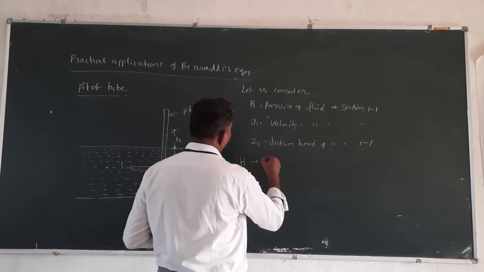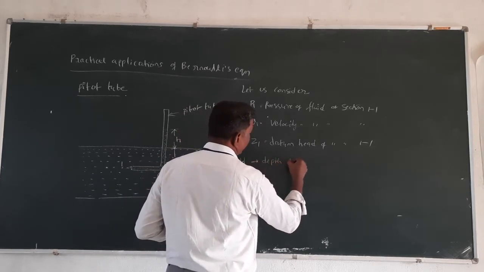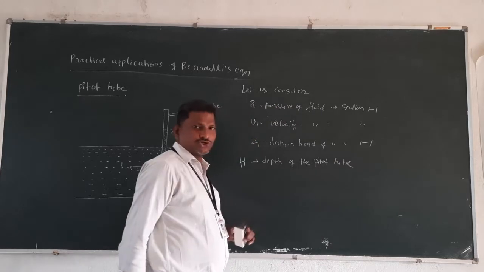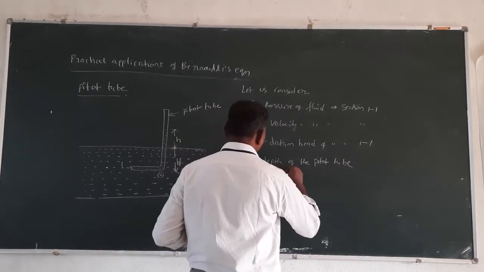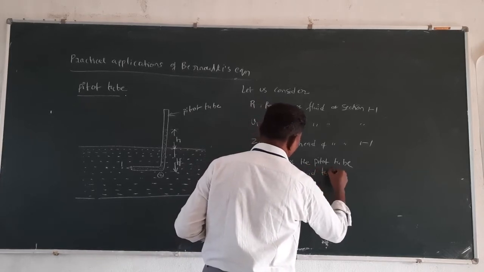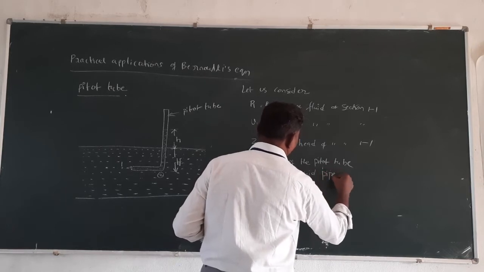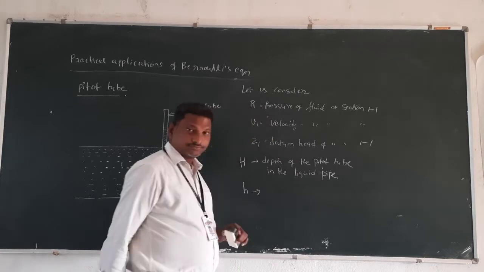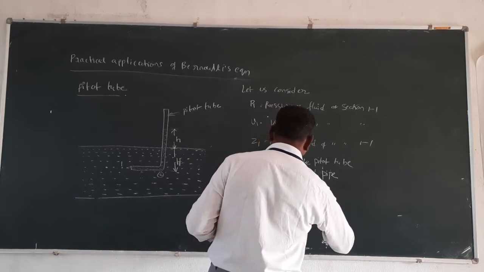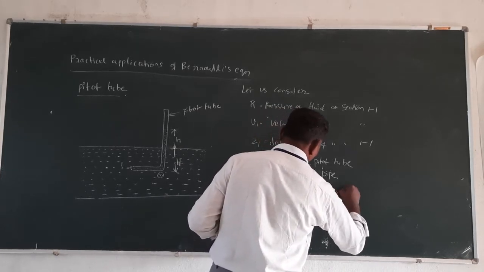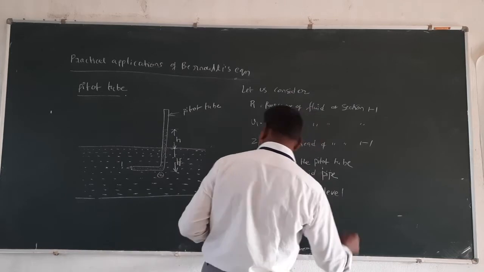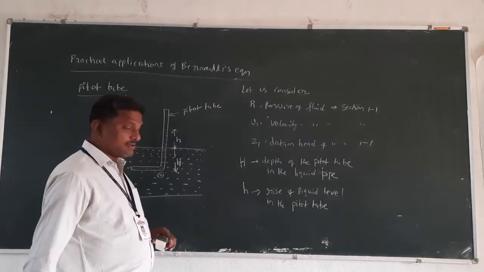Capital H is the depth of the Pitot tube in the liquid tube or pipe. Small h is the rise of liquid level in the Pitot tube.